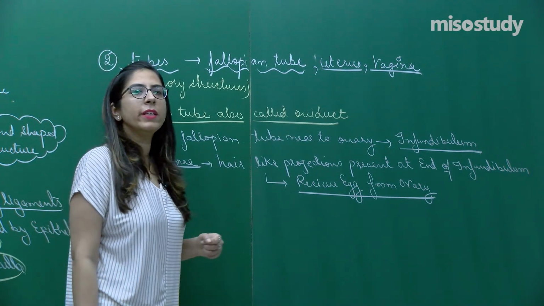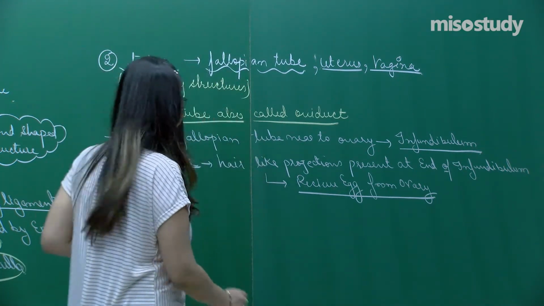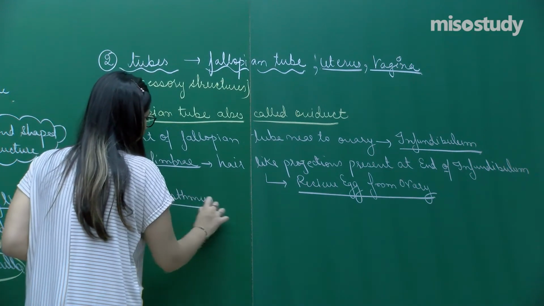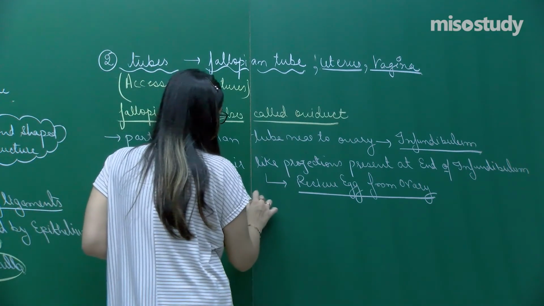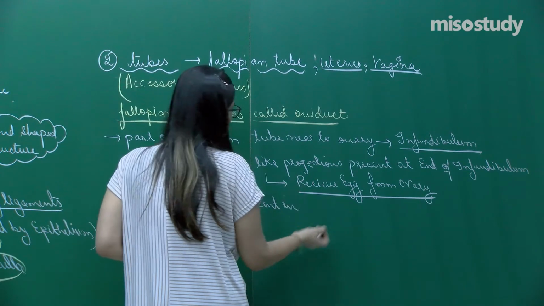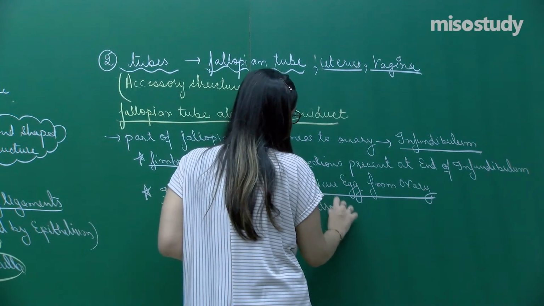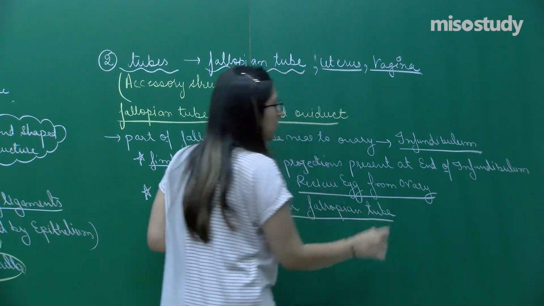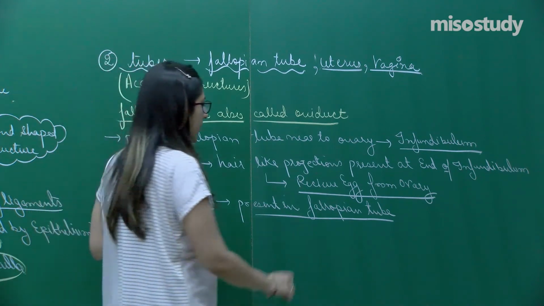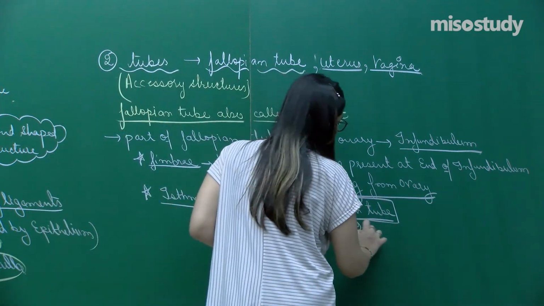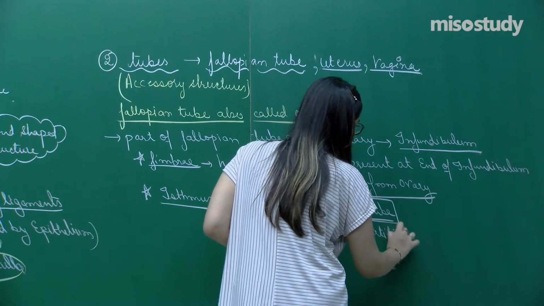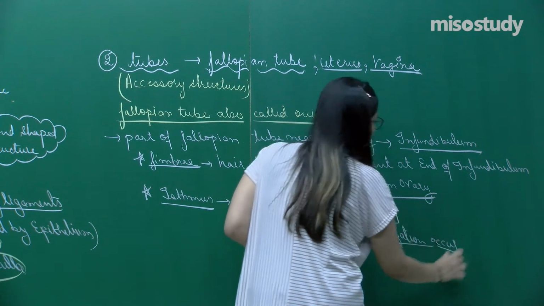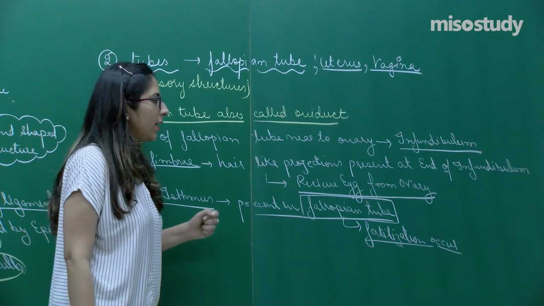After that, one more region is present, which is called as isthmus. Present in fallopian tube. And fallopian tube is that tube in which fertilization happens. This is the place where fertilization occurs, called as a fallopian tube.